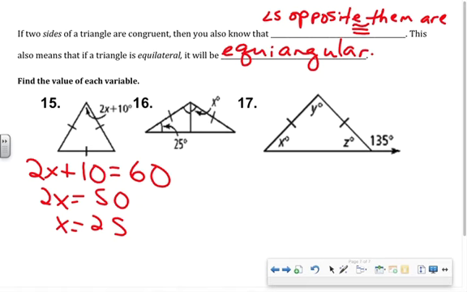Another property of isosceles triangles says that if I bisect the vertex angle of that isosceles triangle, I'm forming a 90-degree angle with the base of the triangle. So once you have that 90-degree angle, finding the value of x becomes pretty easy. You know that the three angles of a triangle add up to 180, so you subtract the 90 and the 25, and you get that x is 65.